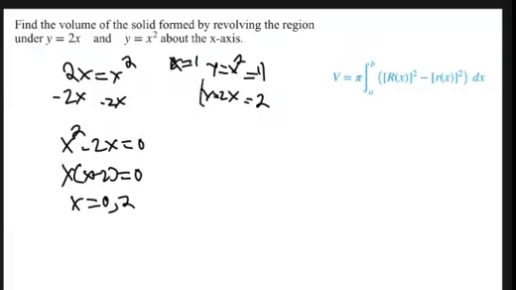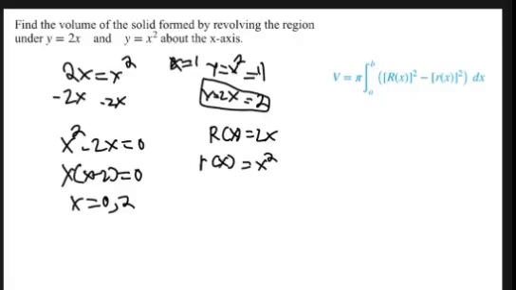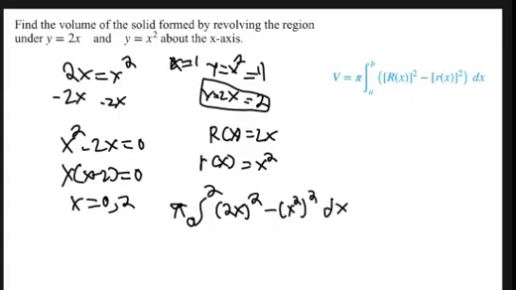Since we're revolving around the x-axis, that means that the outer radius is 2x, and the inner radius is x squared. So we use the same washer formula. We get pi times the integral from 0 to 2 of (2x) squared minus (x squared) squared dx. Once we simplify that, we should get pi times the integral from 0 to 2 of 4x squared minus x to the power 4 dx.